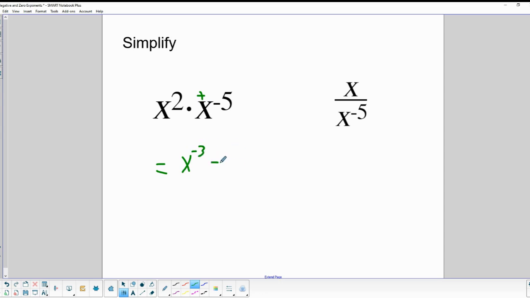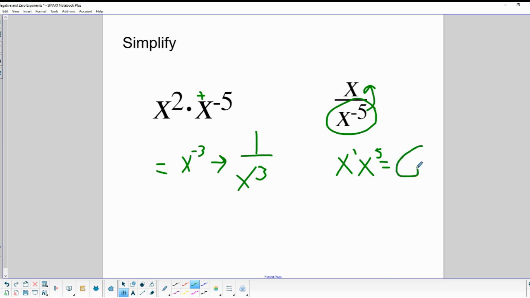And then when we simplify it to get rid of the negative exponents, we end up with 1 over x to the positive 3 power. Okay, on this next one, we've got an x to the minus 5 in the denominator. We're going to move it to the top, which will leave us x to the first times x to the 5th. And then you add those two exponents together, you end up with a final number of x to the 6th.